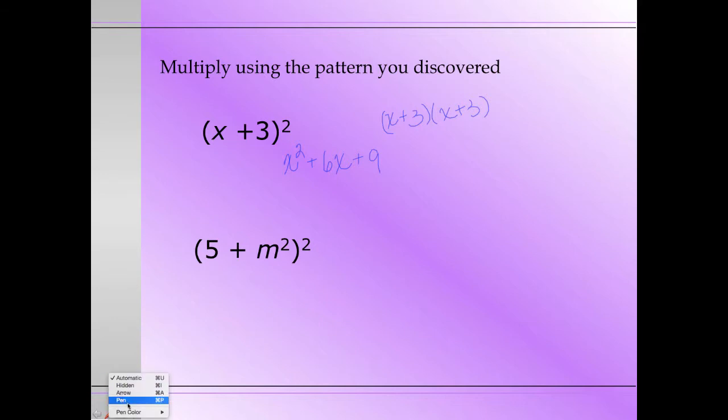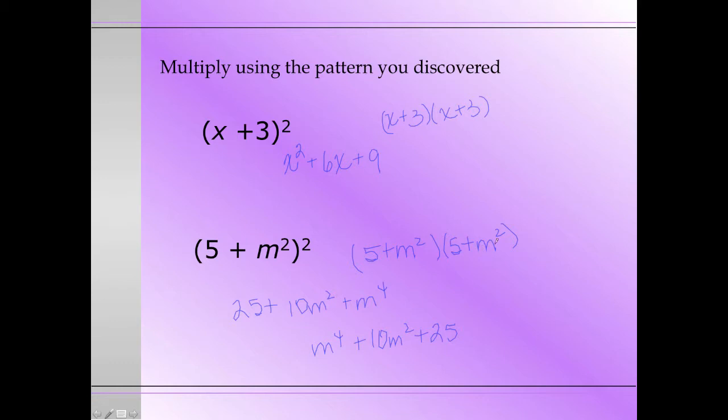Next, try this one on your own. So go ahead and pause the video and see what you come up with. I would have 5 plus m squared times 5 plus m squared. So I take the square of the first term, the product of the two, 5m squared, and I'm doubling that, so I get 10m squared, and then the square of the final term, m to the fourth. So of course I'm going to write this in standard form, so I'm going to switch everything around so that I have m to the fourth plus 10m squared plus 25.